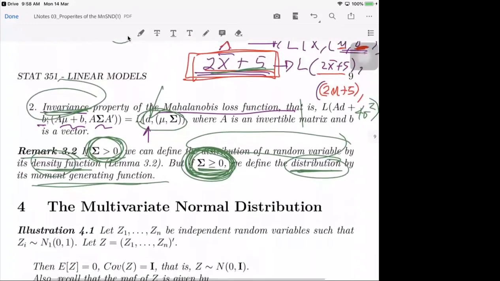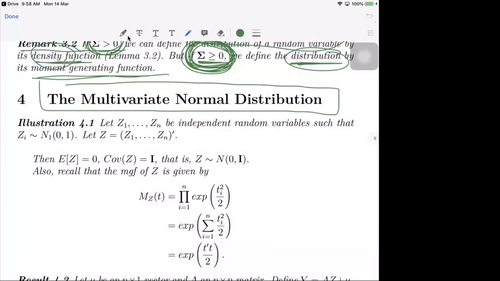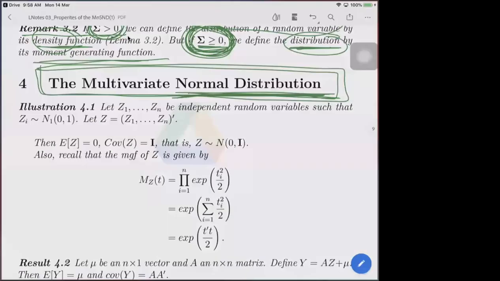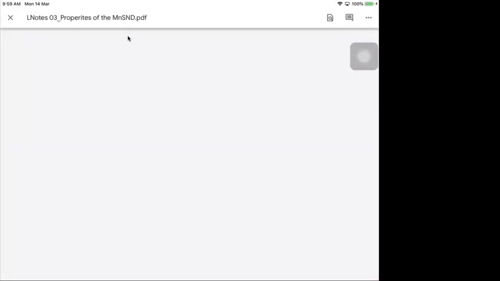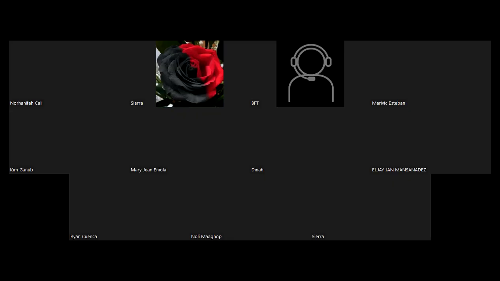Okay, so the next topic will focus on the normal distribution. We will focus on the moment generating function of the normal distribution. But I don't want to talk anymore. It's for the next meeting. My blood pressure is up. I will continue next meeting.